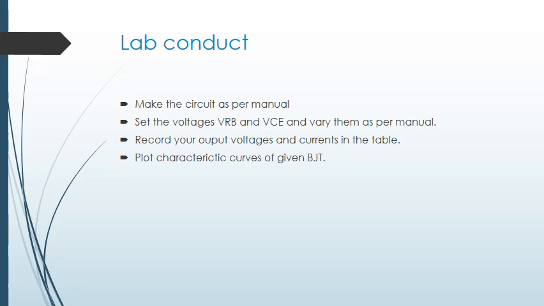During the lab, you would make the circuit as per manual, set the voltages VRB and VCE and vary them as per the manual. You can record your output voltages and currents in the table and then plot the characteristic curves of the given BJT according to your results in the table.